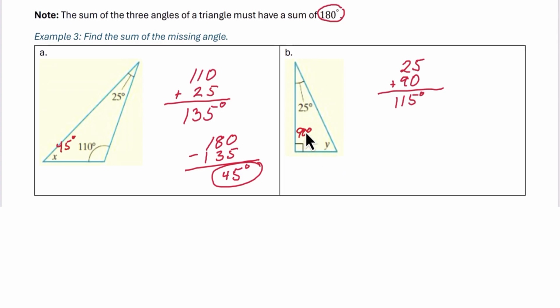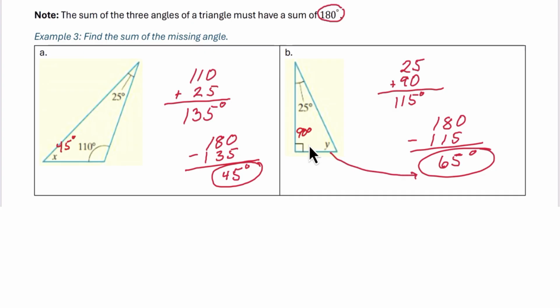So we know these two angles add up to 115 degrees. If we subtract from the total, 180, we can see that the angle left must be 65 degrees. So y has to be 65 degrees.